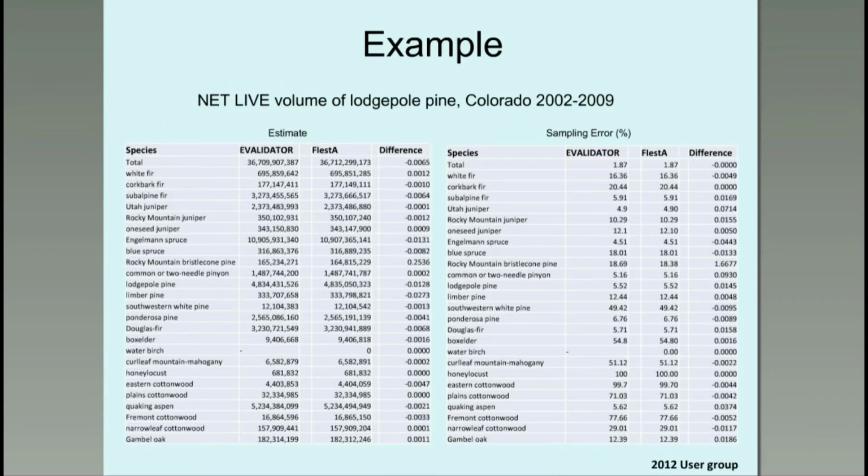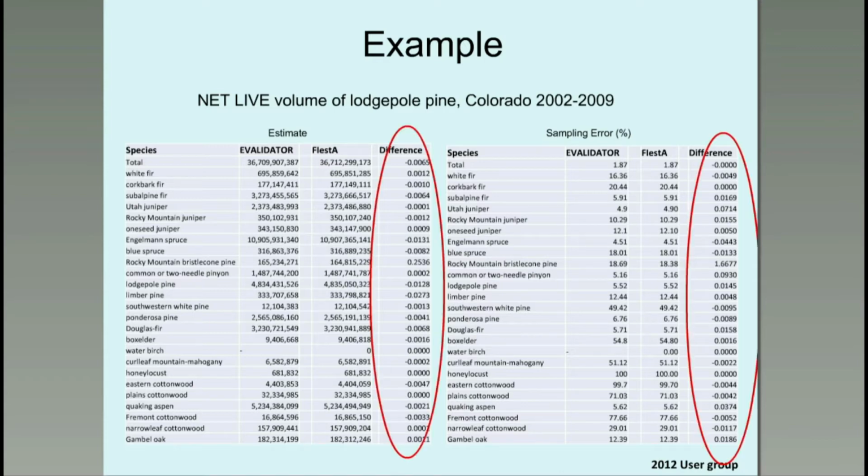And this is the example of the live volume of lodgepole pine. So this is just to show you that we started at a state level to, again, compare that with the results from EVALIDator, just to make sure that we were on track with everything. And the differences were very, very minimal, very small, just rounding errors, basically.